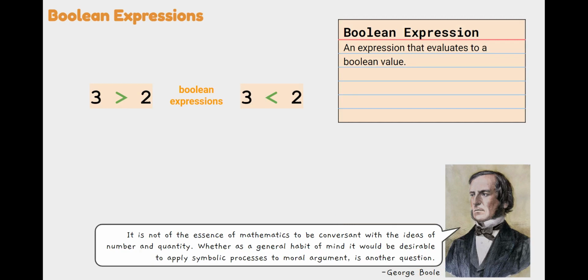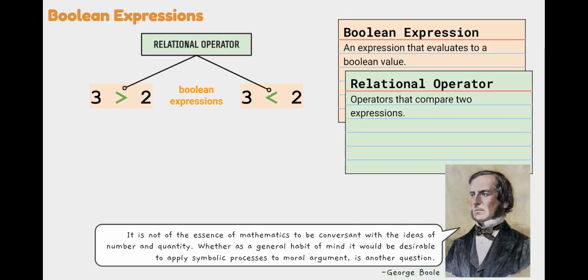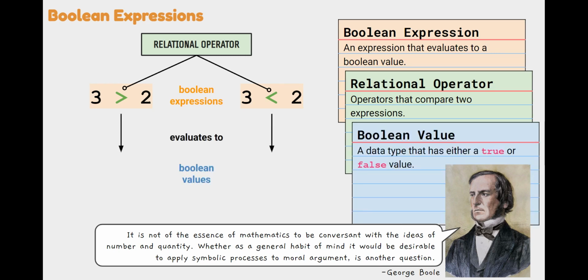A Boolean expression is just an expression that's going to evaluate to a Boolean value. One way that we create Boolean expressions is using relational operators. A relational operator is an operator that compares two expressions. So each of these Boolean expressions will evaluate to a Boolean value.